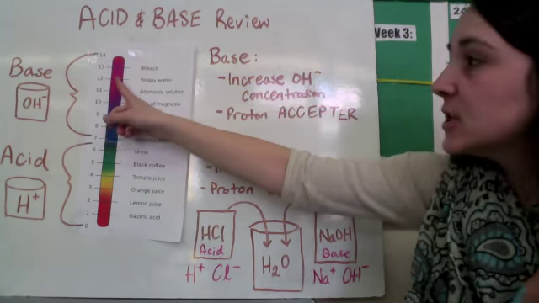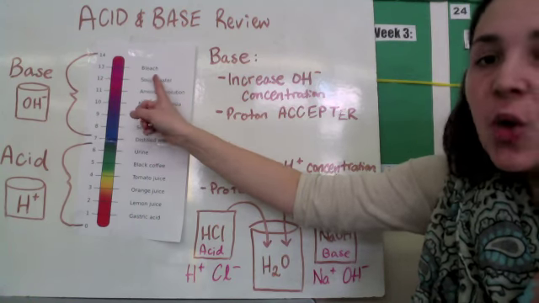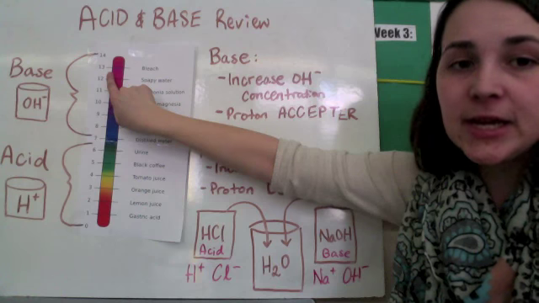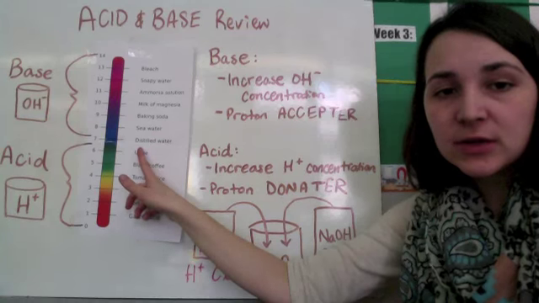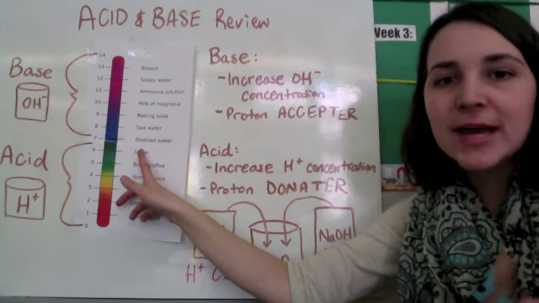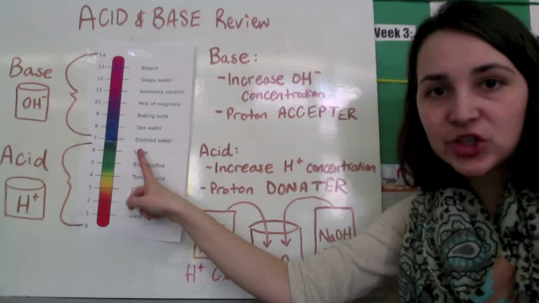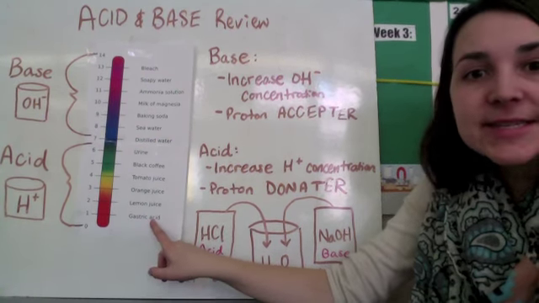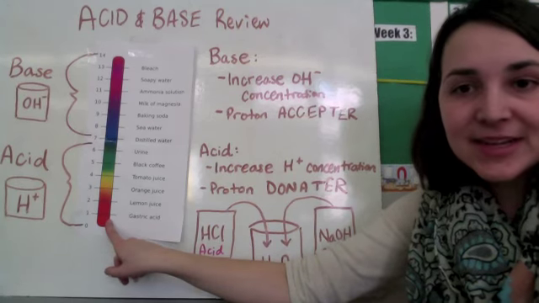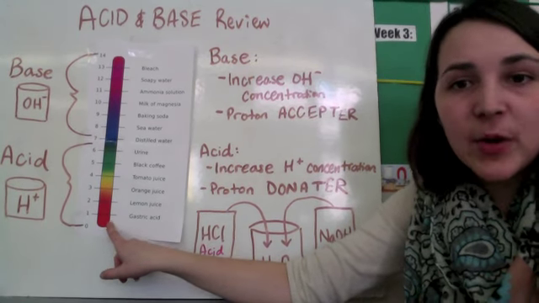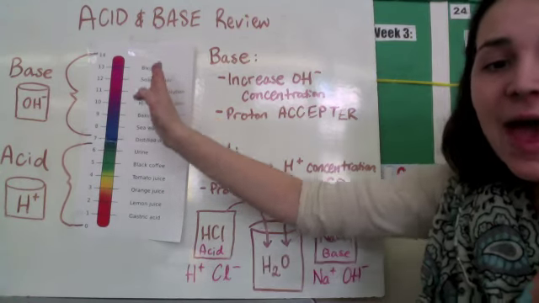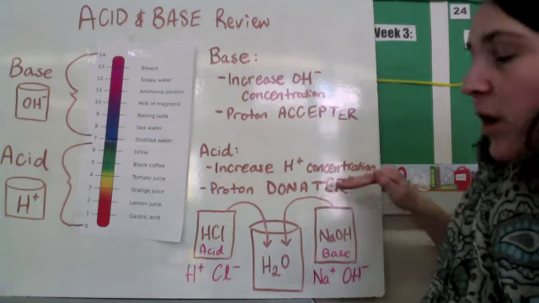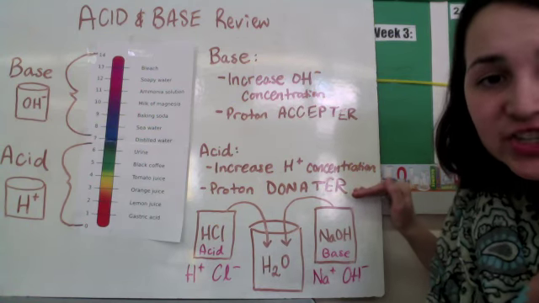So a very basic solution is something like bleach, which has a pH of about 13. In the middle, neutral, is like our distilled water. Our drinking water, we want to have a neutral pH. Then down here, something like stomach acid, that is very acidic. It's acidic so it can break apart the food in your stomach. All right? So we have this whole spectrum, and this is describing our H plus concentration.